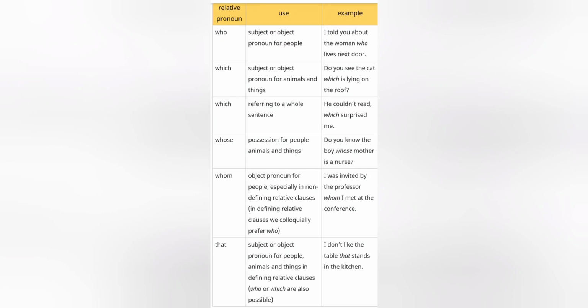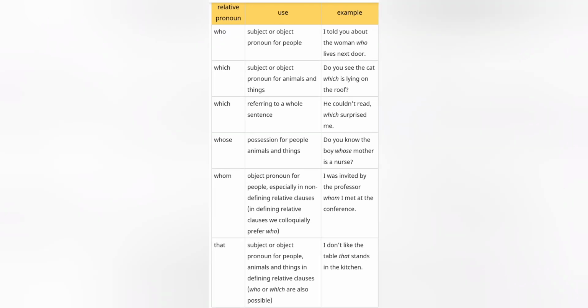Let's see different types of relative pronouns. They are who, which, whose, whom, and that. The relative pronoun who is used as a subject or object pronoun for people. See an example. I told you about the woman who lives next door. Next one, the relative pronoun which is used as a subject or object pronoun for animals and things. Example, do you see the cat which is lying on the roof?